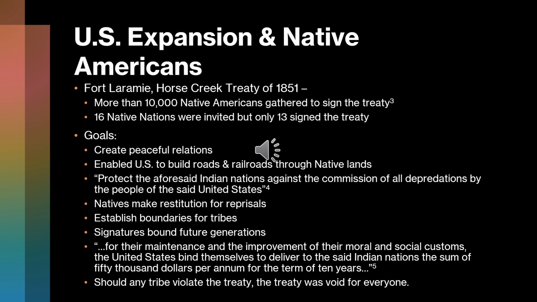Now, the goals of this treaty are pretty interesting. The whole idea was to create peace between all nations. The United States wanted access through native lands to build roads and railroads through those areas. Now, that's a big thing. Think about the land that was already there. To build roads and railroads, the United States is going to have to travel across native lands and disrupt the habitats that are already there.